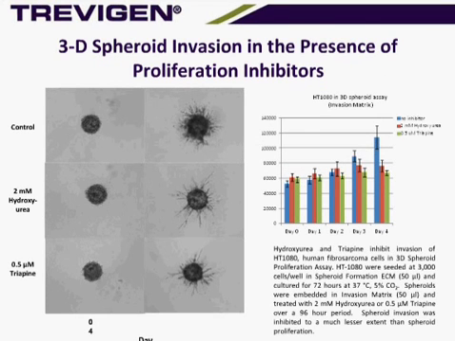When we use these compounds in the invasion assay, again over a 96-hour period, column 1 is day 0 and column 2 is day 4, we see that the cells still have, although there is inhibition, a pretty robust invasive response in the absence of proliferation.